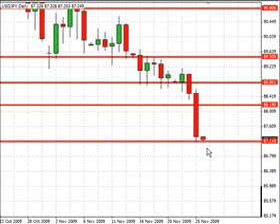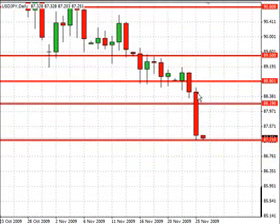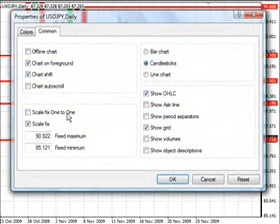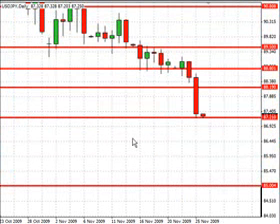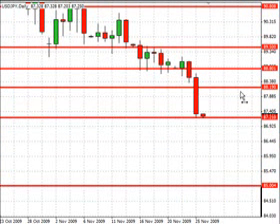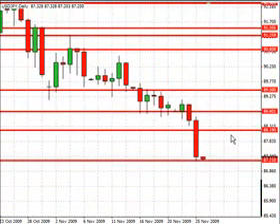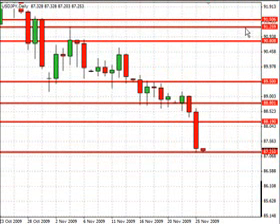A break below that, we'll be looking for 85, which is below the chart. Actually, the chart doesn't go that far down just yet. And I can change that real quick and show you exactly what we're talking about. Here we go. 85 is going to be the next level of support. First level of resistance is going to be 88.20, followed by 88.80. Above that, we'll be looking for 89.50, 90.80, and a 91.50.